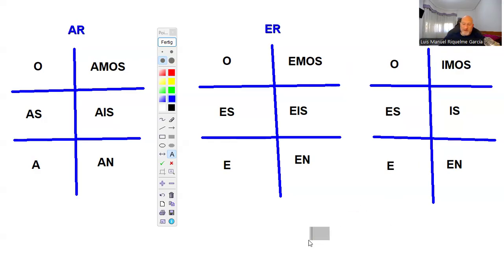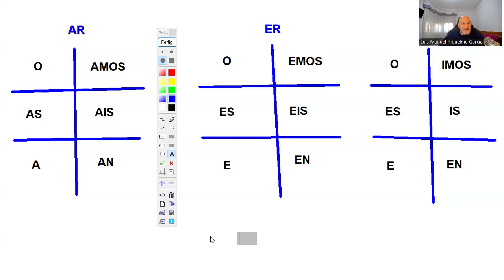And as long as the verb is regular, it will always be like this. It will always be, for example, another verb, escribir, to write. I get rid of the IR, and I add the endings. Escribo, I write. Escribes, you write. Escribe, he, she writes. Escribimos, we write. Escribís, you, plural, write. Escriben, they write. And this is it. This is how we do regular verbs in present.